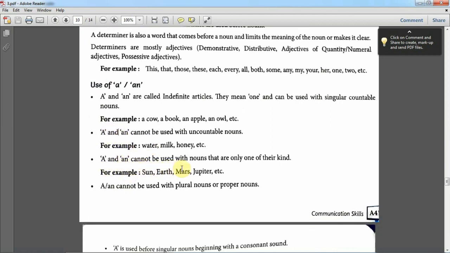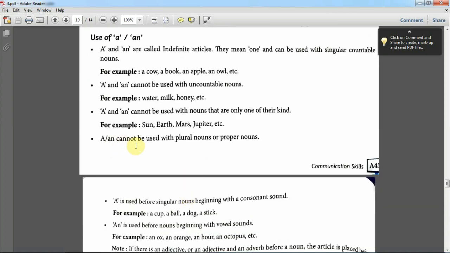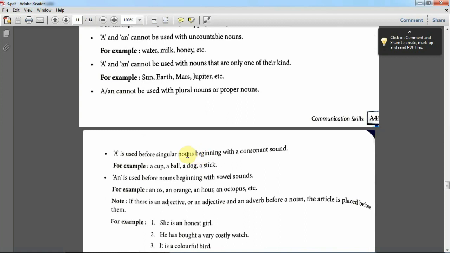A and an cannot be used with nouns that are only one of their kind: Sun, Earth, Mars, Jupiter. So here what do you have to use? You have to use the Sun, the Earth, the Mars, the Jupiter, etc. A and an cannot be used with plural nouns because a and an mean one. So we cannot use them with plural.